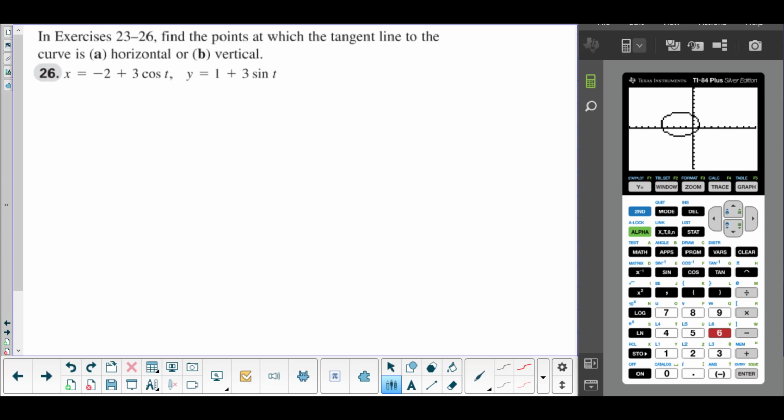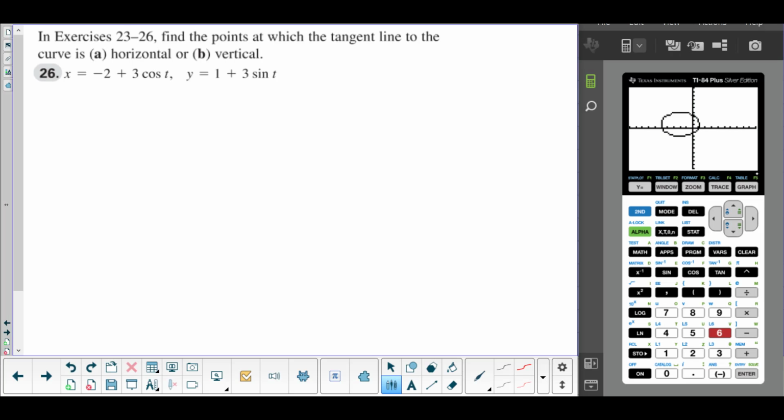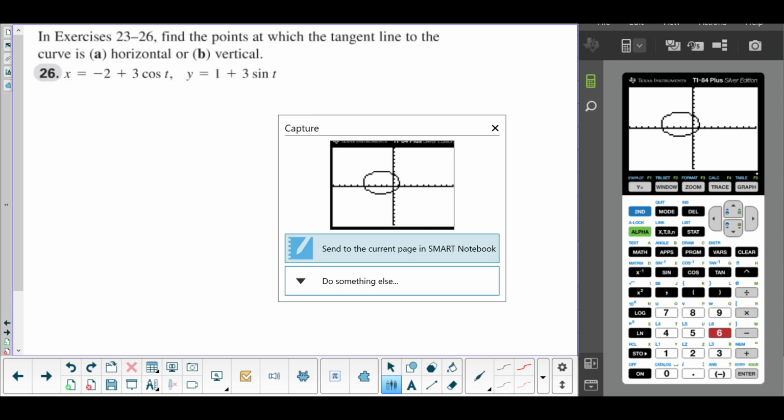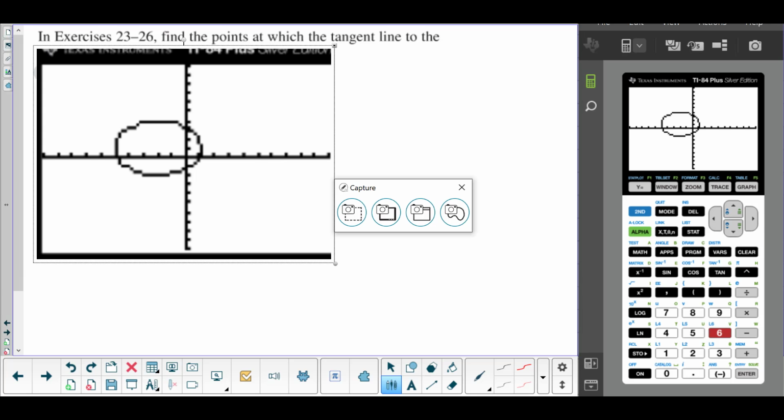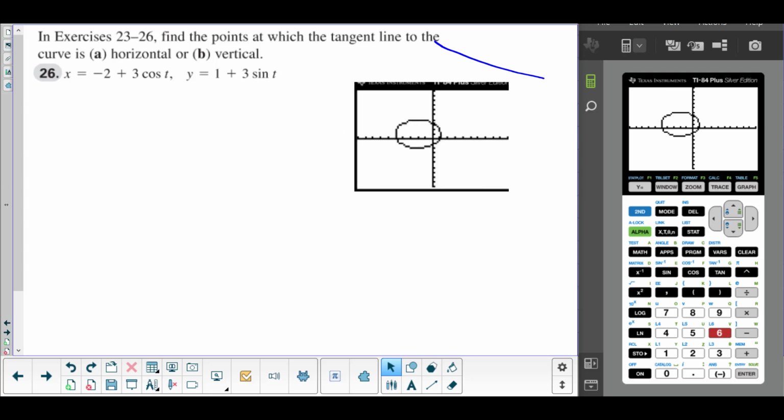Let me capture this. Let's take a screenshot. Send to the current page. Let's make it a little smaller. Whoops. Let's move that over there.